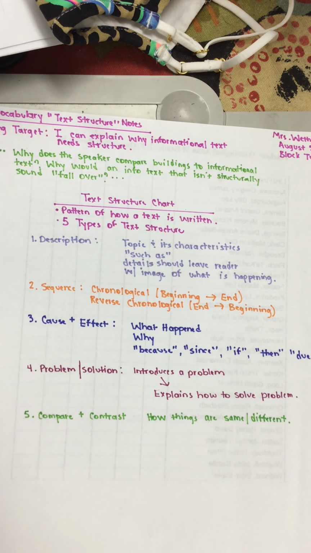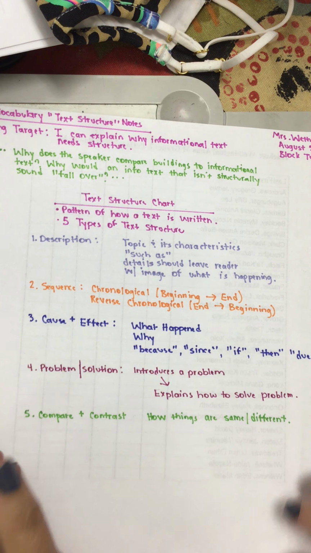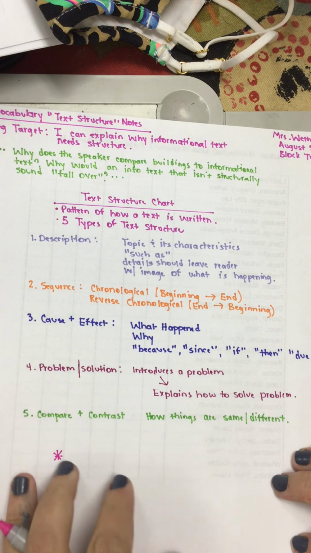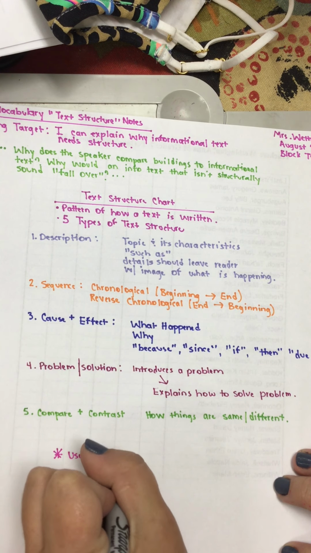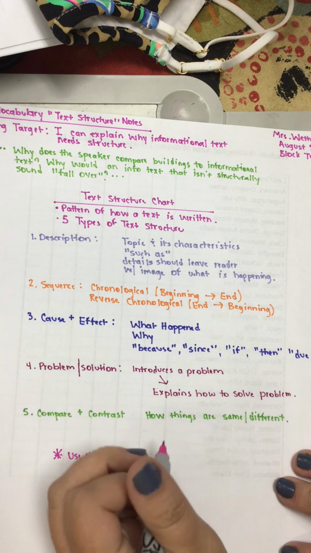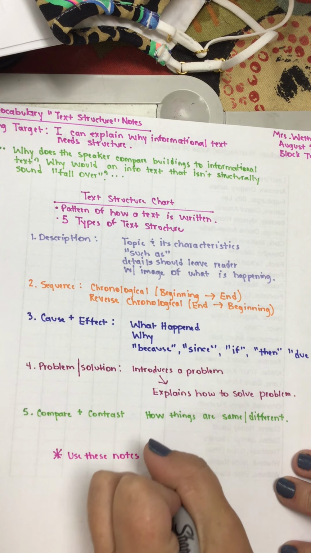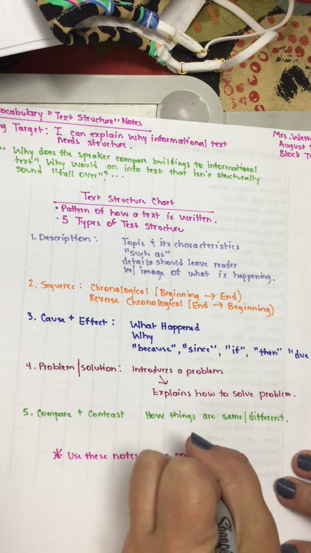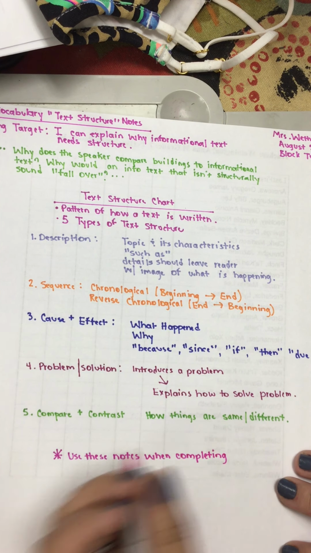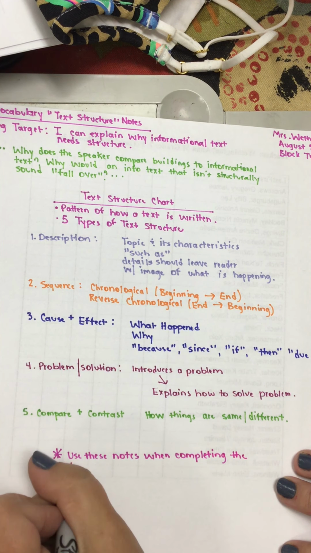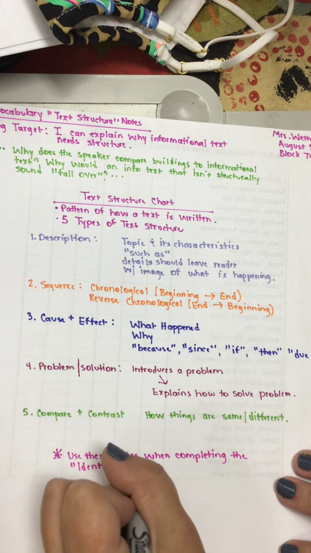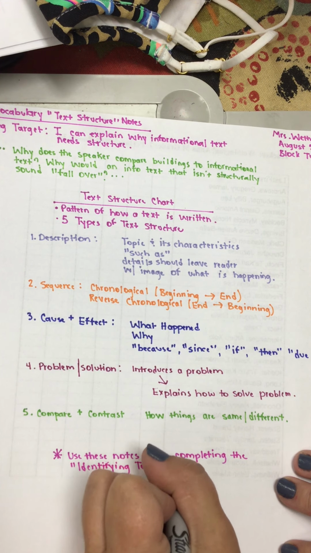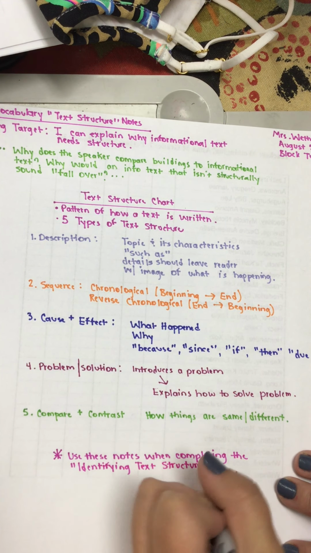These notes will be handy when you do the text structure worksheet assignment that I'm going to show you in just a little bit. So draw a little star and write, use these notes when completing the identifying text structures worksheet.